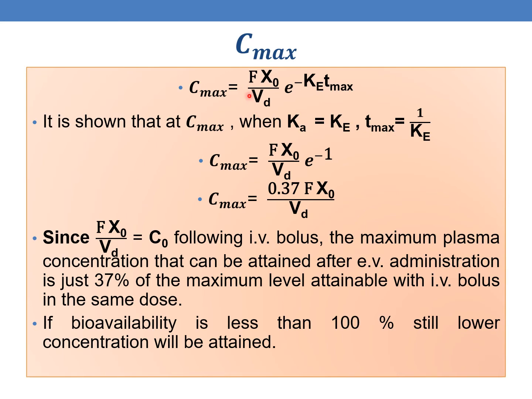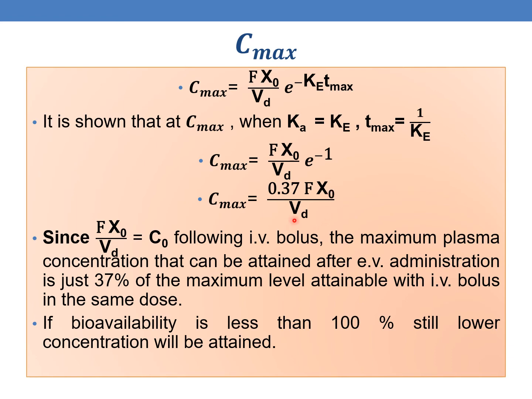So the above equation is further reduced to Cmax is equal to F X naught by Vd e to the power of minus 1. That is nothing but Cmax is equal to 0.37 F X naught by Vd. This is the final equation for the determination of Cmax. We can use any equation based on the parameters that are provided for us.